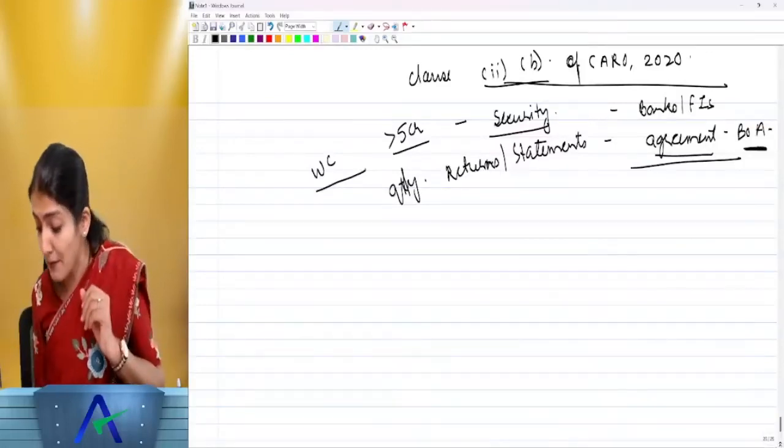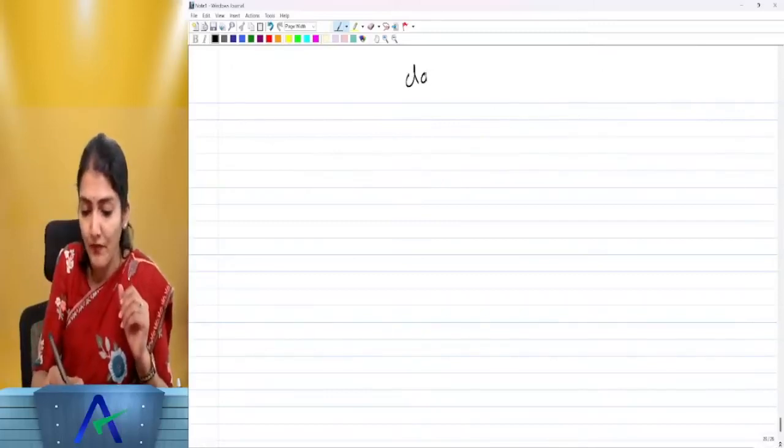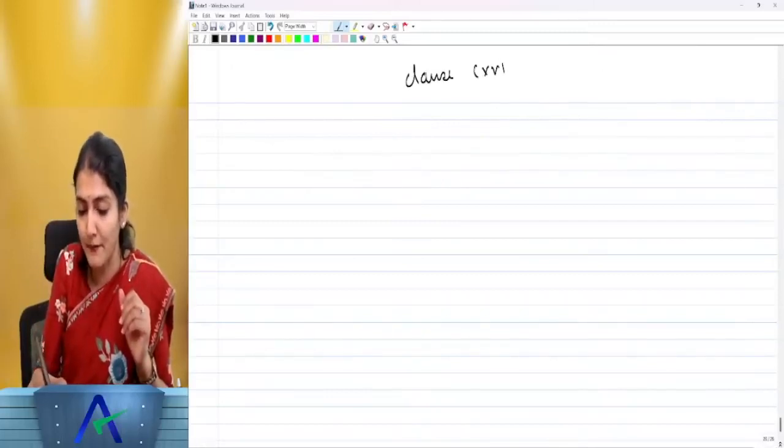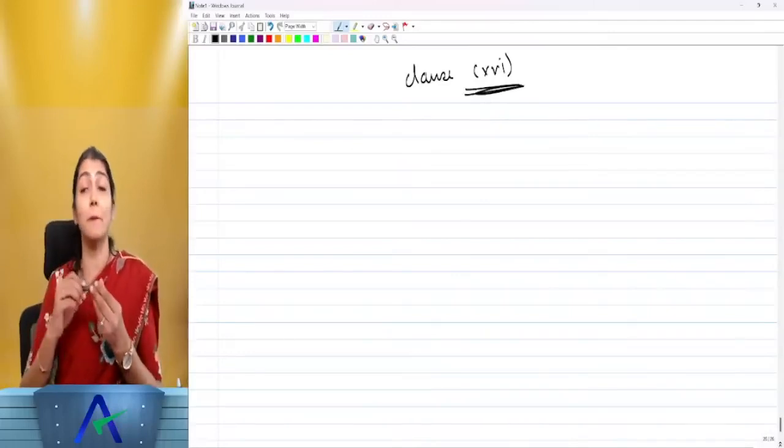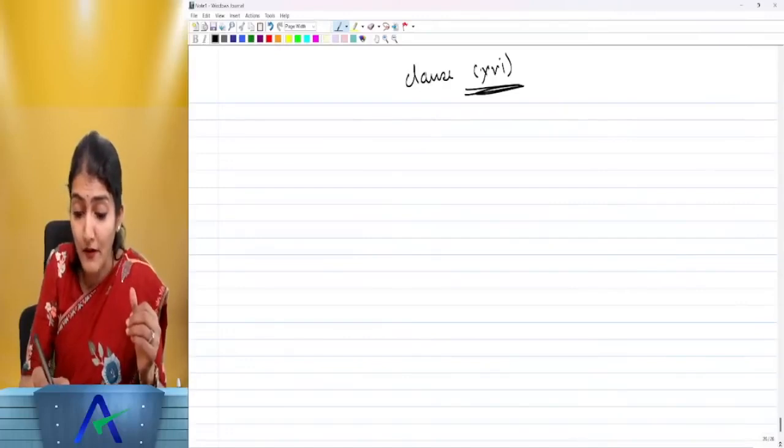Okay, right. Tell me clause 16 of CARO. Recently they asked it, and I expect them to ask it again. Surprisingly, they asked regarding core investment company and all. What is clause 16 of CARO?